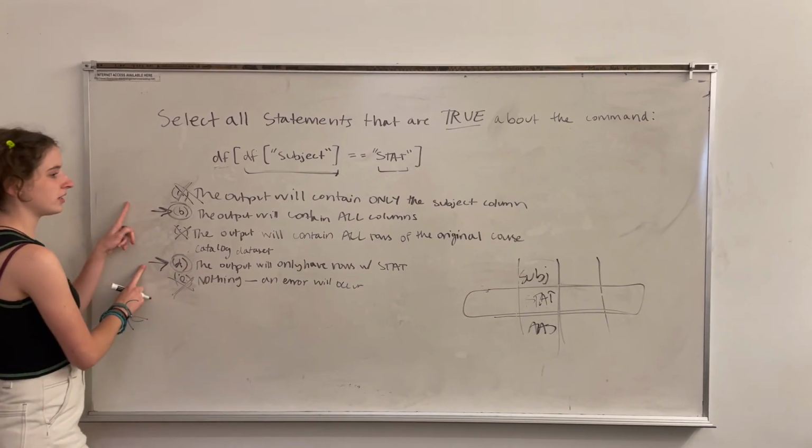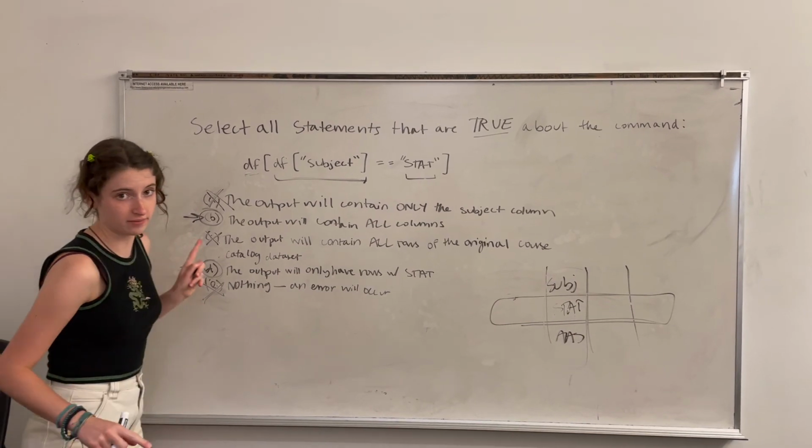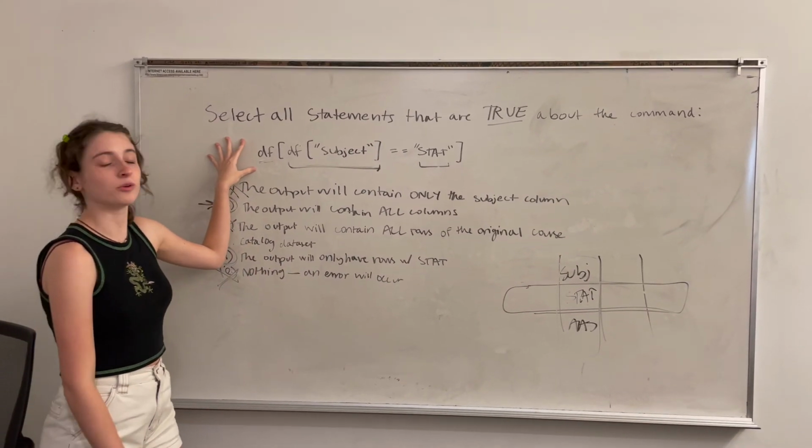So yeah, the 2 big things: it keeps all columns, but it only keeps rows with stat. And that's how you can look at the output of this row selection statement.